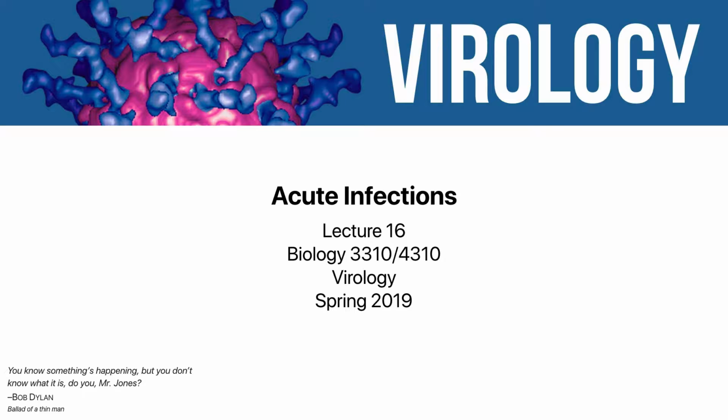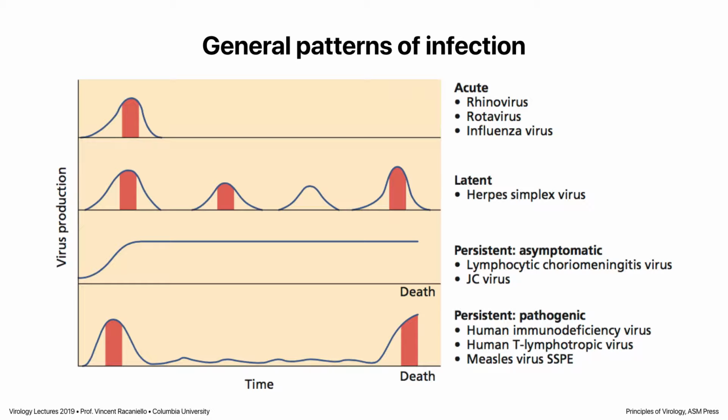Afternoon. Today we're going to talk about acute infections. This is one of two lectures which talk about the two different patterns of infections that viruses present when they infect a host. So here's a graph that summarizes the two different kinds of general infections.